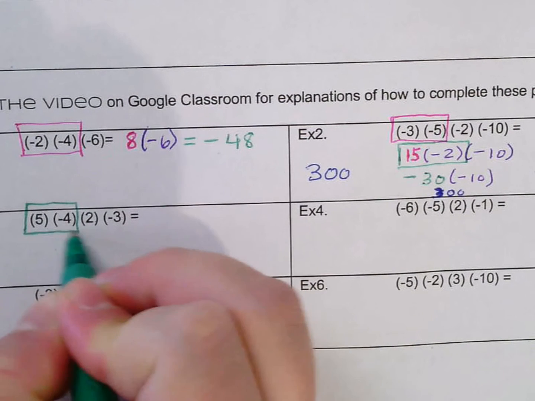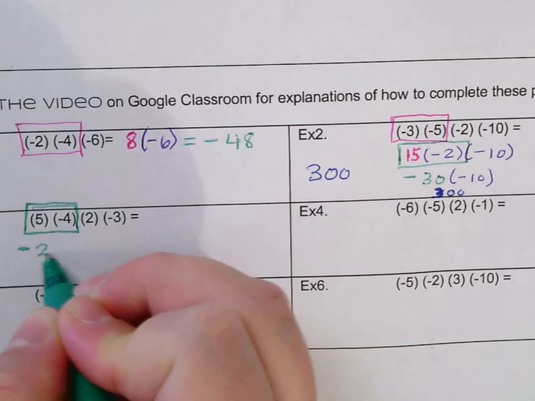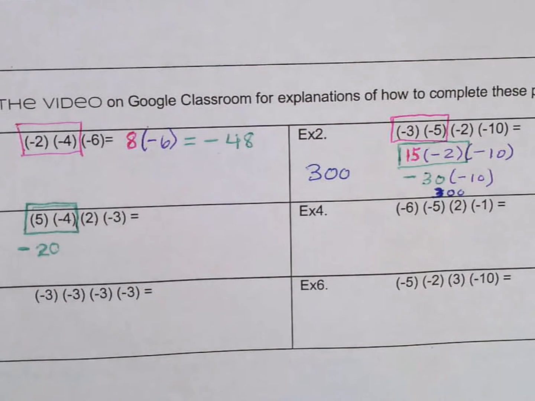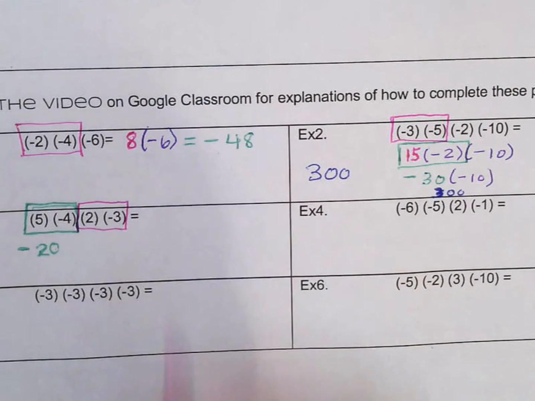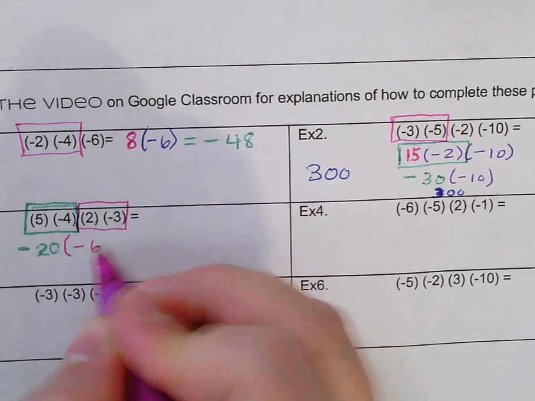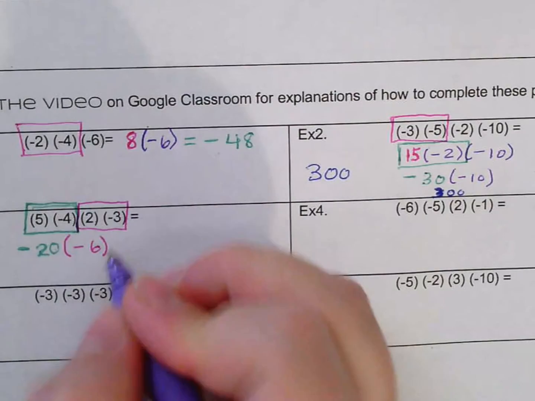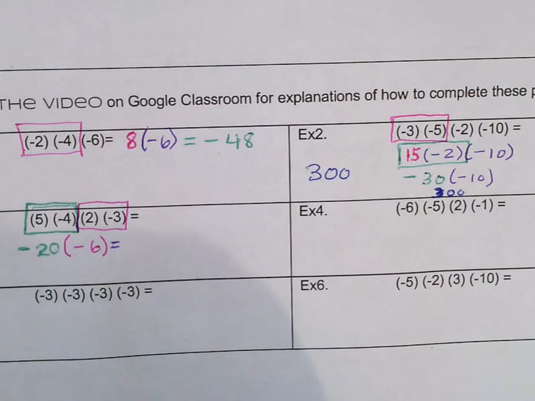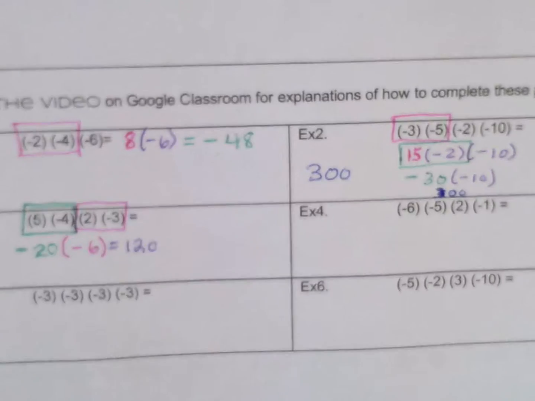5 times -4. Those have different signs, so my answer is negative. And 5 times 4 is 20. I'm going to kind of save a step by saying now I'm going to do 2 times -3. Those signs are different, so my answer is going to be negative. And 2 times 3 is 6. Now I've got -20 times -6. Those signs are the same, so my answer is positive. And 20 times 6 is 120, so I get positive 120.